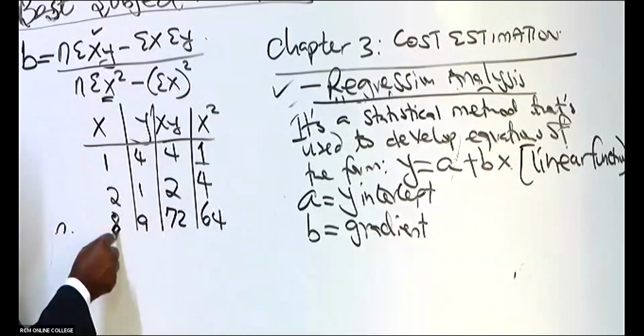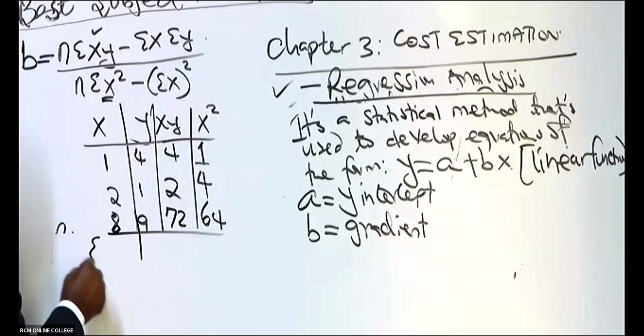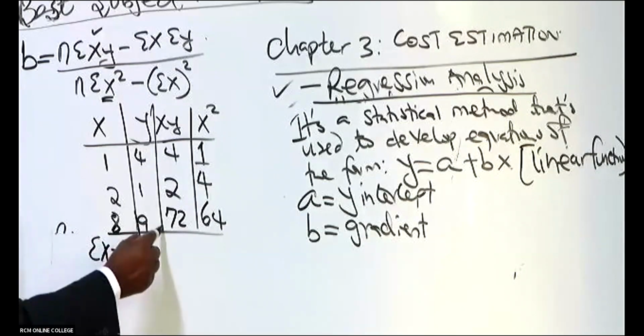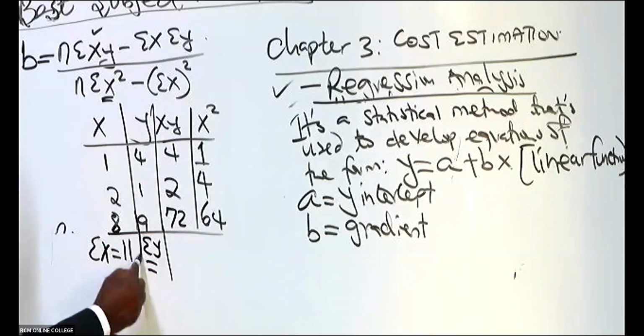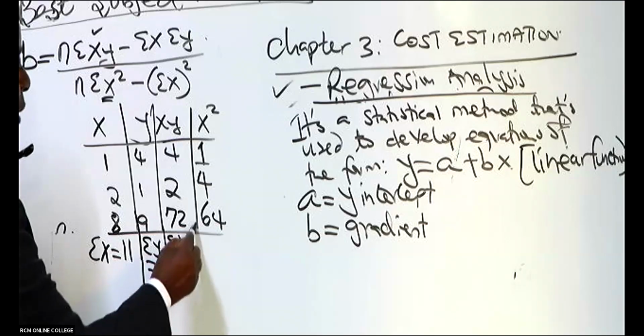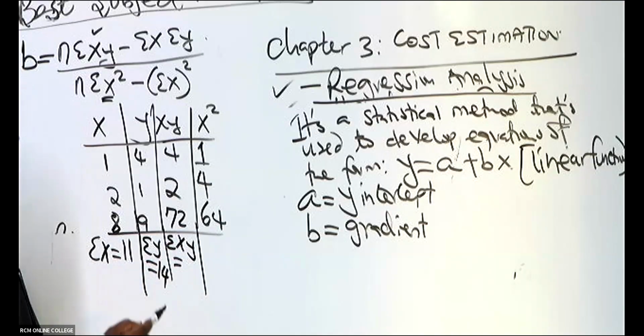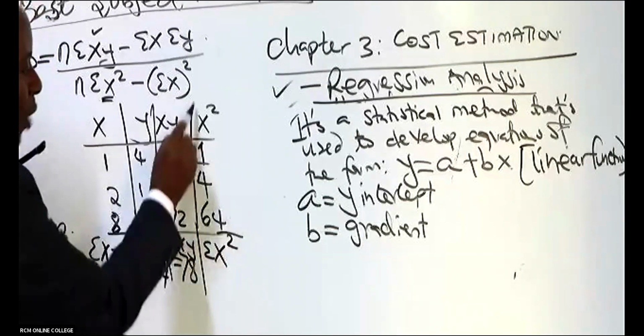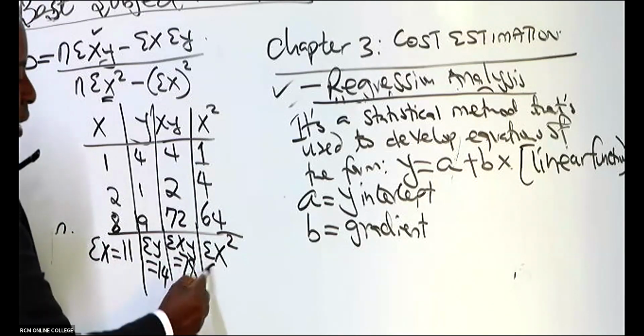Start by giving me the summation of X. Summation of X is 11. How about summation of Y? 14. Thank you so much. How about summation of XY? 78. How about summation of X squared? You add all this: 69.